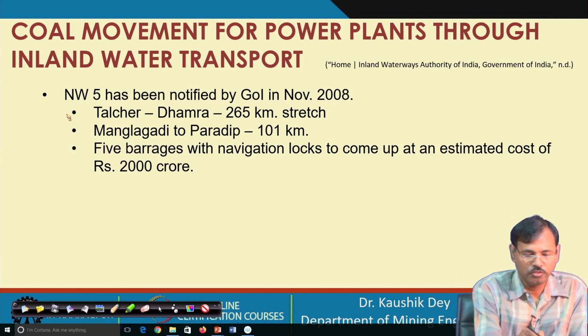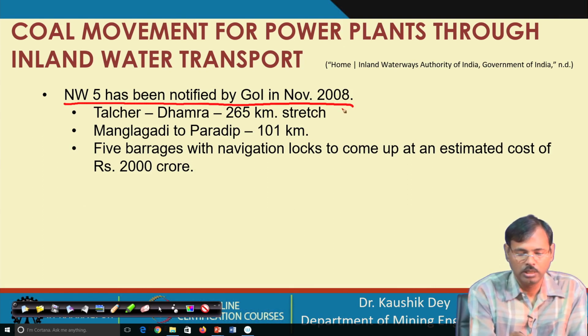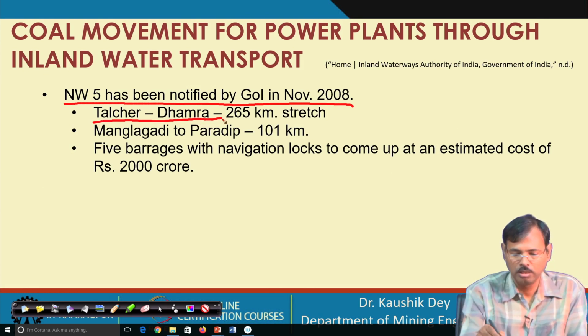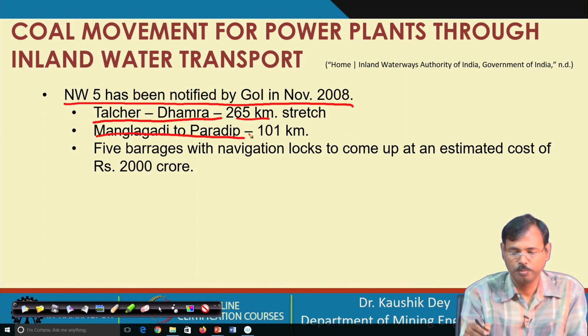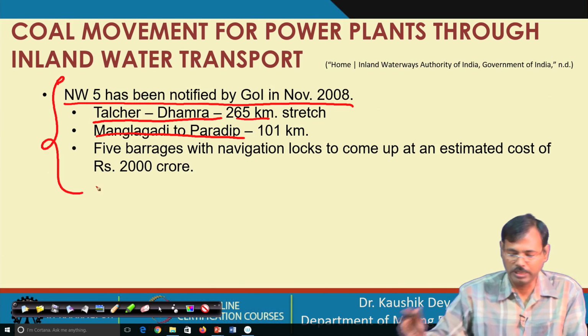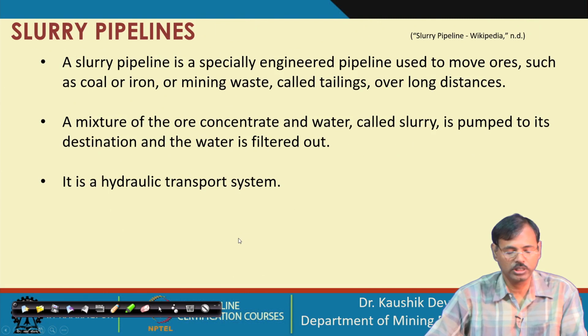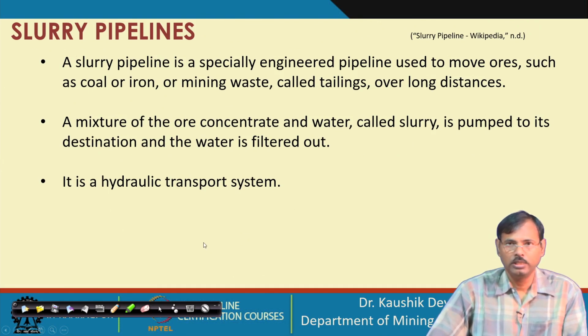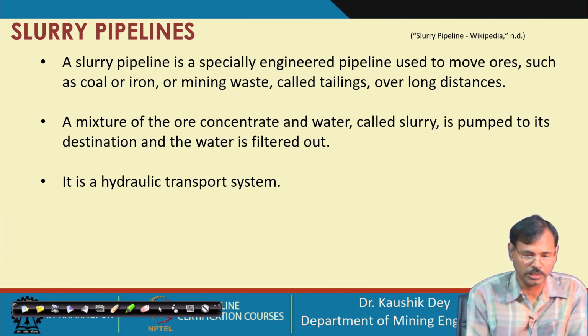National Waterway 5 was notified by the government in 2008, which has the Talcher to Dhamra 265 kilometer stretch, then Mangalgadi to Paradip 101 kilometer, and this is basically designed in this way. These are yet to come out, these are in the proposed stage, and there are many proposed networks which will gradually come later on.